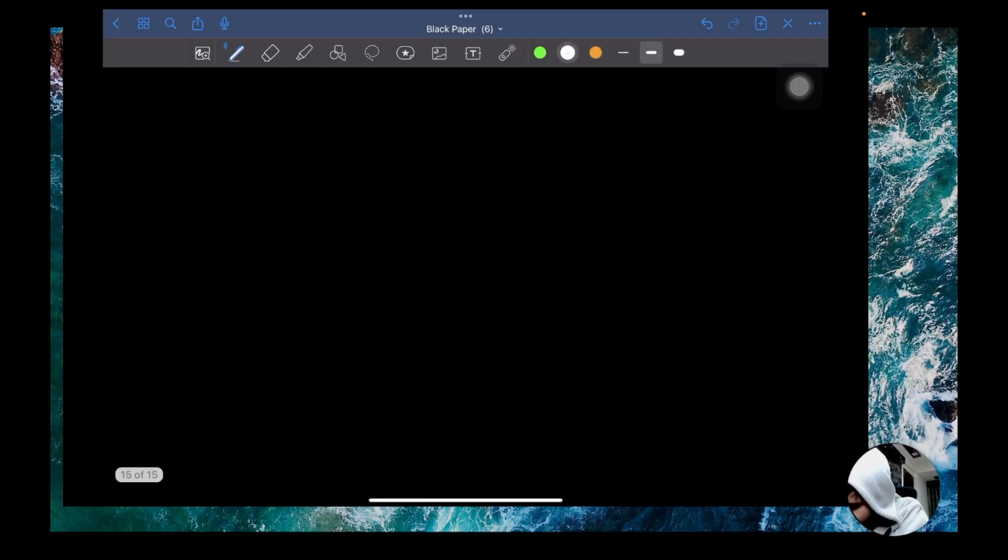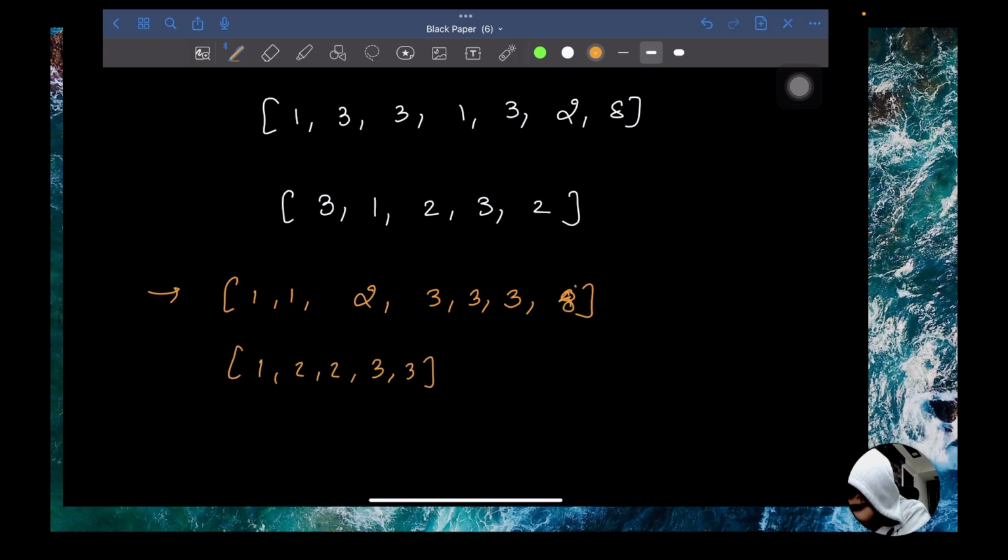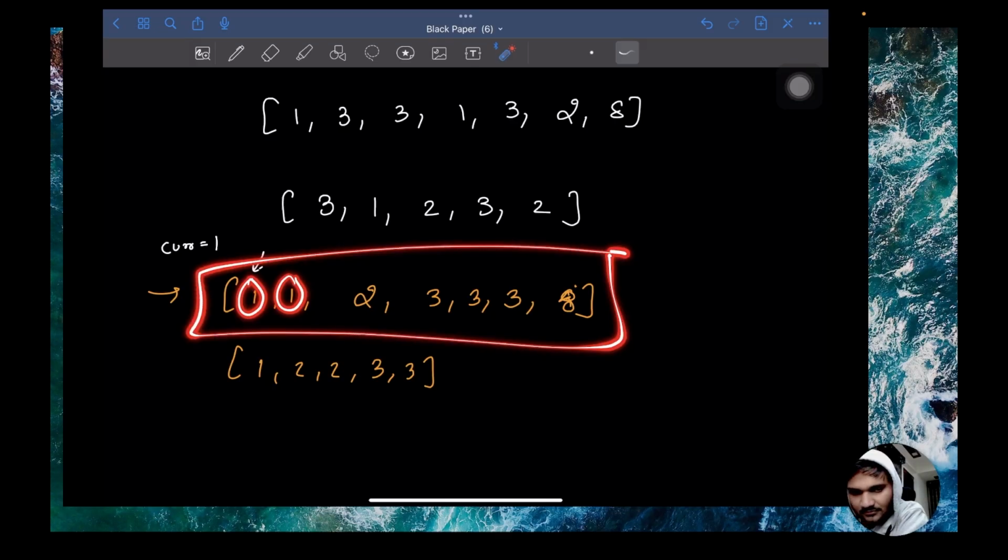So for example, if you have something like 1, 3, 3, 1, 3, 2, 8, and let's say here you have 3, 1, 2, 3, 2. Okay, you can sort both the arrays. So both the arrays become something like this. This becomes 1, 2, 2, 3, 3. Then let's say the current element is 1. This one. Try to find the upper bound and lower bound in this array.